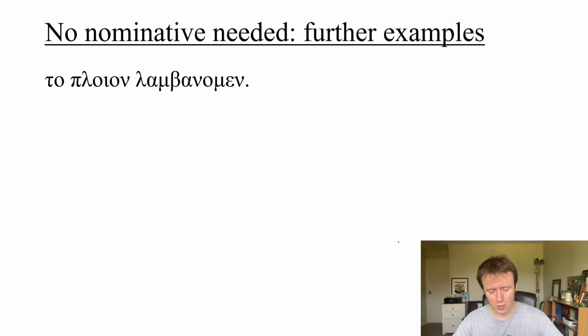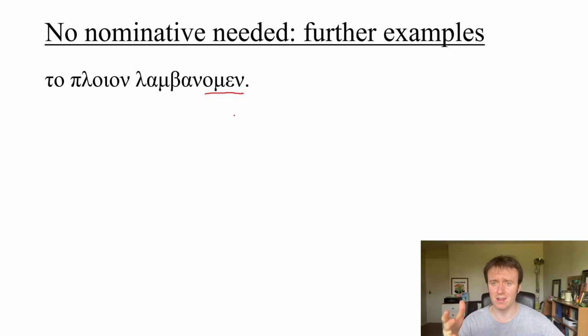Let's now go on to another example. This one is to ploion lambanomen. So, to ploion is the ship, and we know that to is either neuter nominative singular or neuter accusative singular. But when we look at the verb, which is lambanomen, lambano is the verb to take, and here it ends in omen. We know that omen is used to mean we are doing the action, or we do the action, and therefore we know that to ploion cannot be nominative, okay?